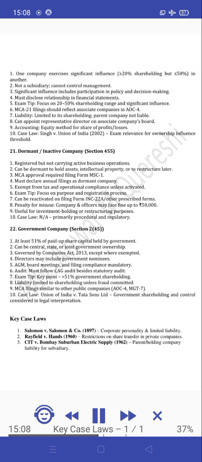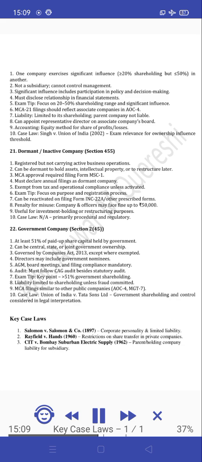6. MCA 21 filings should reflect associate companies in AOC 4. 7. Liability: limited to its shareholding. Parent company not liable. 8. Can appoint representative director on associate company's board. 9. Accounting: equity method for share of profits and losses. 10. Case law: Singh v. Union of India, 2002. Exam relevance for ownership influence threshold.